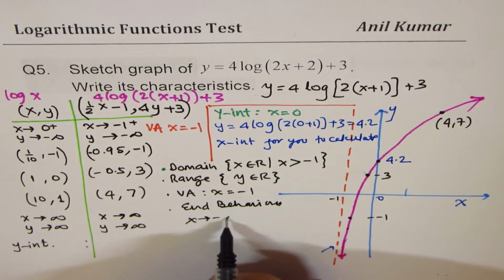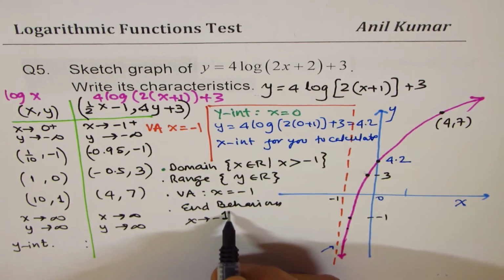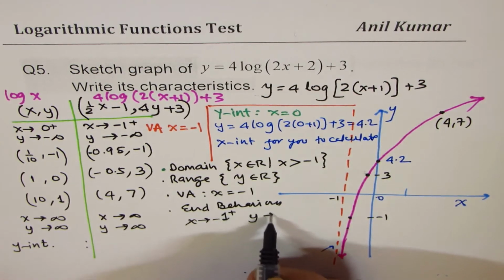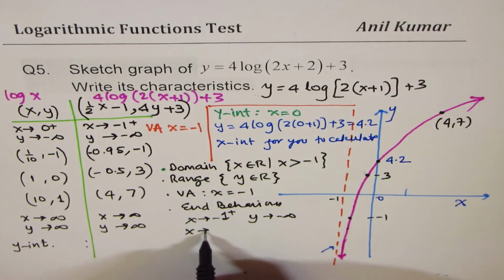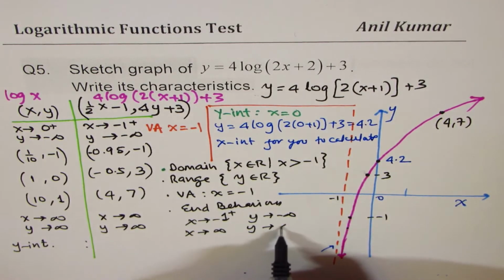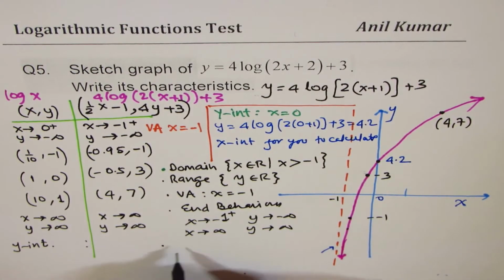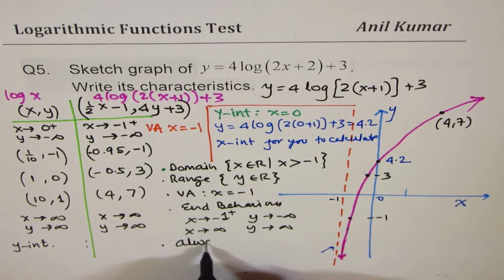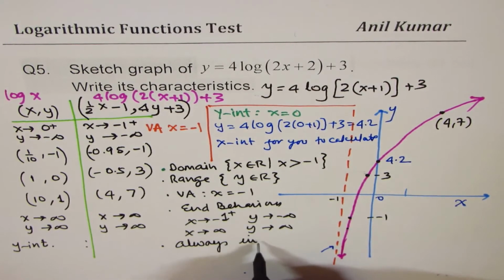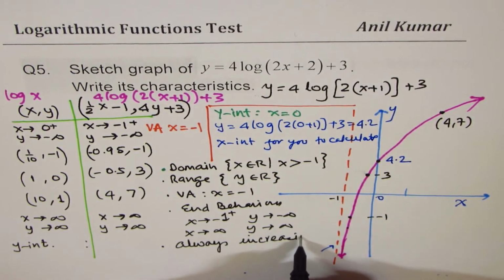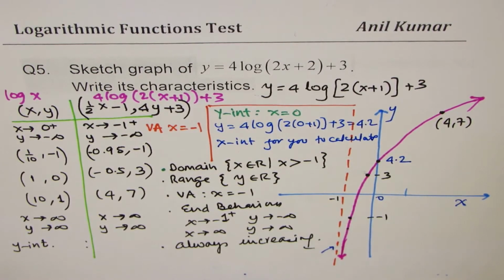When x approaches negative 1 from the positive side, y approaches negative infinity. When x approaches infinity, y approaches infinity, right? And you could say always increasing. So those are good characteristics to mention. I hope that makes sense. So let's move on and take up the next question now.